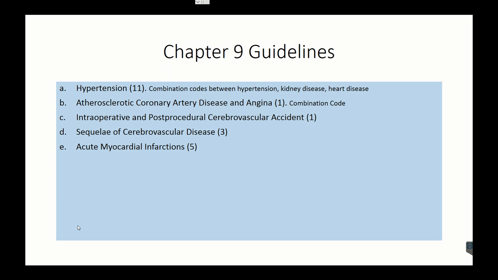C is intraoperative and post-procedural cerebrovascular accident. There's one guideline about that. D is sequelae of cerebrovascular disease. 3 guidelines there. And acute myocardial infarction, that's Section E. That is 5 guidelines. And that is the introduction to Chapter 9. Let's get started.